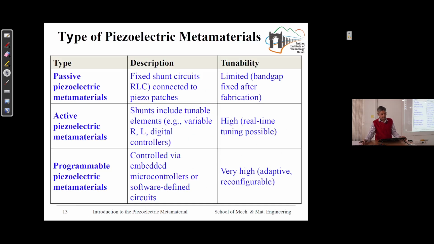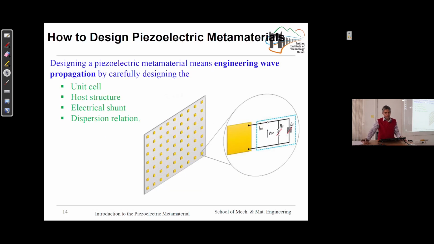Now, types of piezoelectric metamaterials. Passive piezoelectric metamaterials. Basically, we can classify these based on the shunt circuit. So we have RLC. If there is no outside control on this, then it is passive. If we have a controller as well, then it is active. Sometimes we can also make programmable piezoelectric metamaterials, controlled via an embedded microcontroller or software-defined circuits. This is some advanced level, so we should not worry about this at the moment.